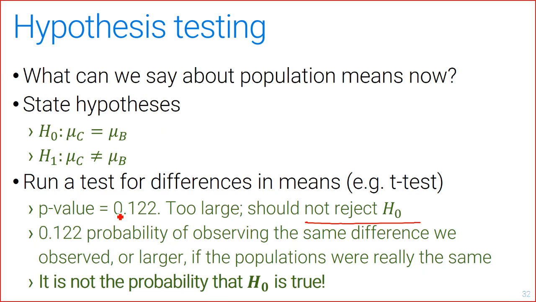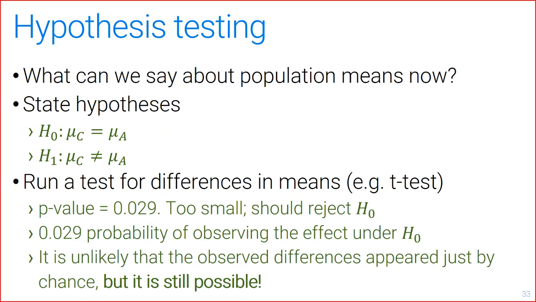And just to be mindful, this is not the probability that the null hypothesis is correct. It's the probability that, under the null hypothesis, we have our data or something more extreme. So do not confuse this 12% with the probability that H0 is true. That's not what we're measuring. So in the case of C versus B, we do not have enough evidence in our data to claim a difference in the populations. There's too much random error compared to the size of the difference.